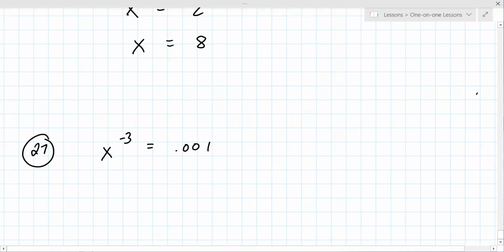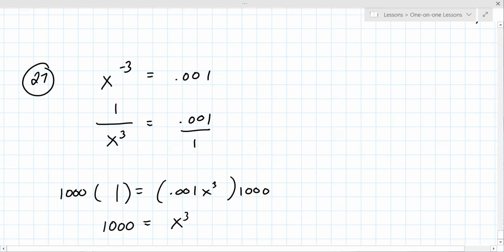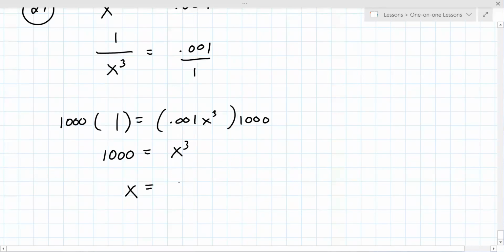x to the -3 equals 0.001. This is really 1 over x cubed equals 0.001. If you move the x cubed over, you get 1 equals 0.001 x cubed. And if you multiply both sides by 1,000, that will get rid of the decimal. So you have 1,000 equals x cubed. Well, what number times itself three times gives 1,000? That's 10. So x equals 10.